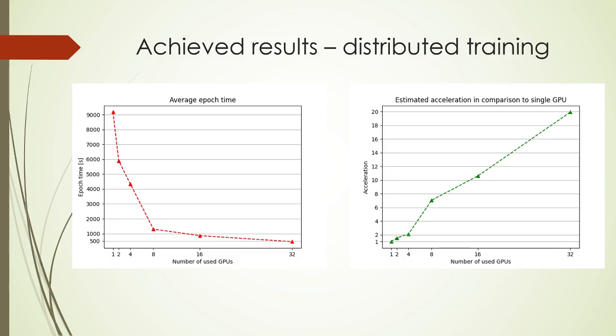With 32 GPUs though, we reduced single epoch time to less than 500 seconds, which means that the whole 50 epochs long training took less than 7 hours. The right graph presents the same data in another way. It compares how many times faster multiple GPU training is compared to single GPU training.